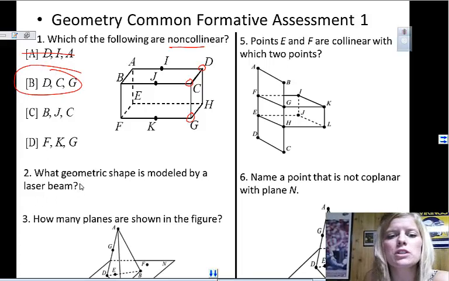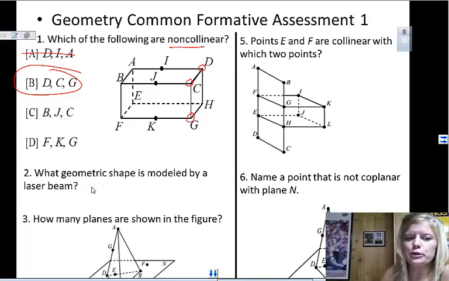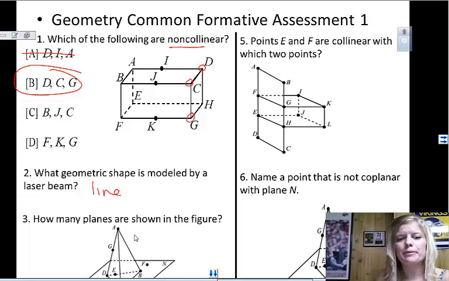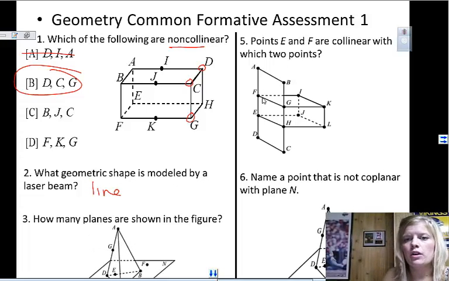Next question. Which geometric shape is modeled by a laser beam? Laser beam, think Star Wars. And that would have to be a line. I'm going to skip 3 because I need to move my screen, and you guys can't see it right now. So let's go to 5.